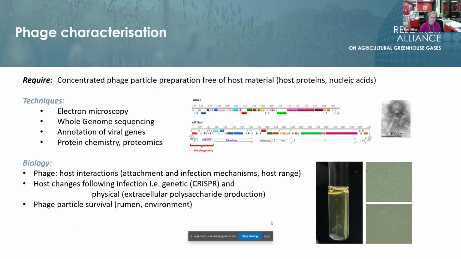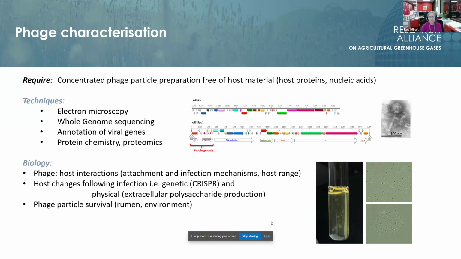So for phage characterization, you require concentrated phage particle preps, free of host materials, so free of host proteins and nucleic acids. But once you've got that, there's a lot of things you can do. You can do electron microscopy to better understand the morphology, whole genome sequencing. At the end of the day, phage genomes aren't funky genomes. They're really pretty small. You can even use some even old tech with short reads, and you'll probably get the whole genome sequence out, no problem.